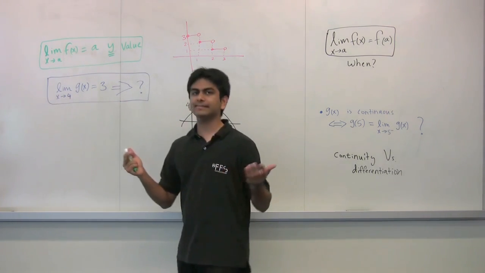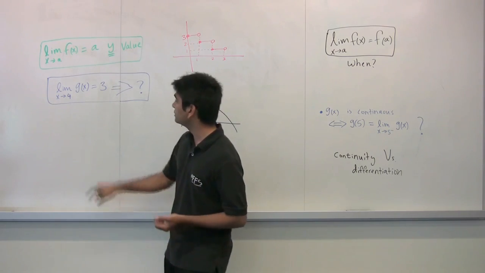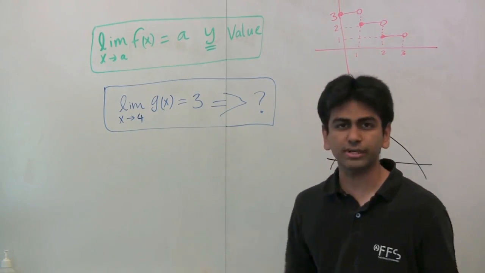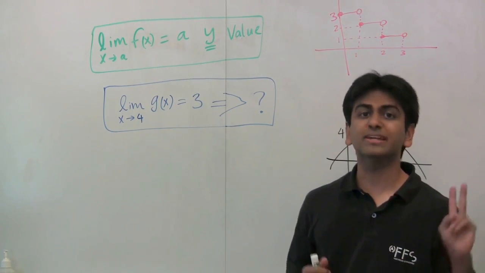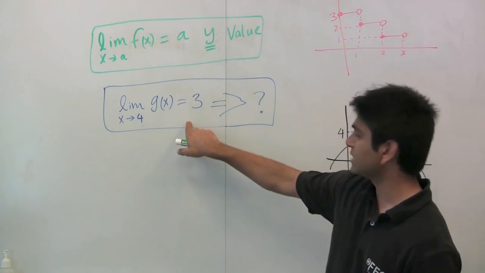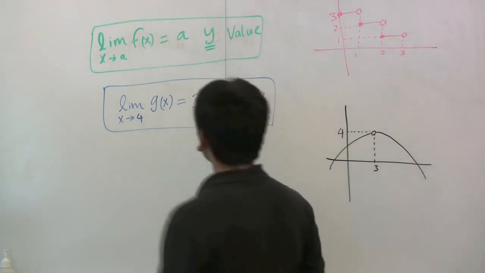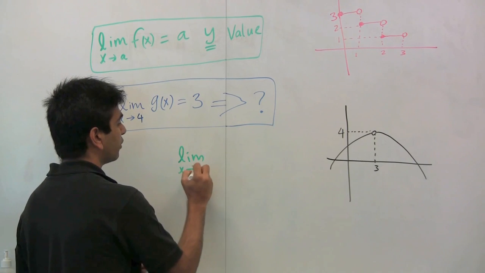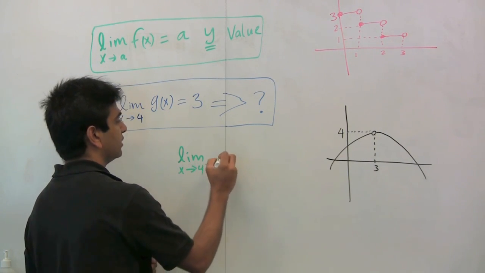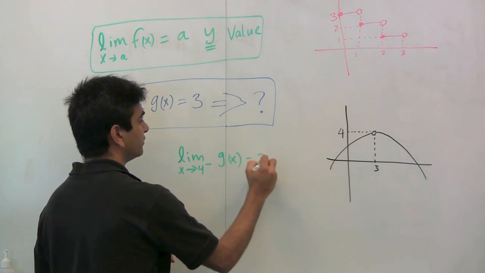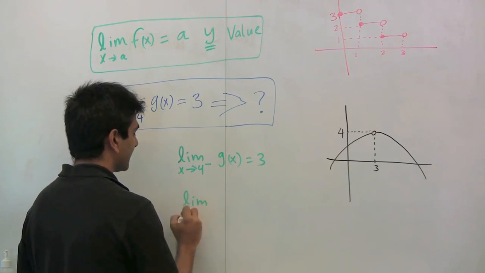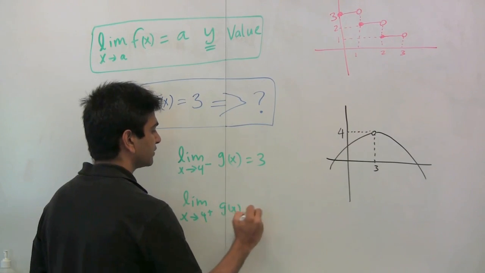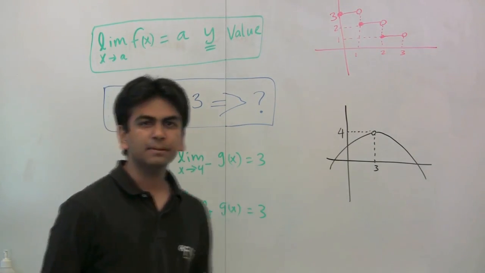So what exactly does it mean when we're given, for example, that the limit as x approaches 4 of g of x is equal to 3? Well, there are only two things that we can conclude if we're just given this over here. What we can conclude is that the limit as x approaches 4 from the left of g of x equals 3, and that the limit as x approaches 4 from the right of g of x equals 3. So that's a really important thing to keep in mind.